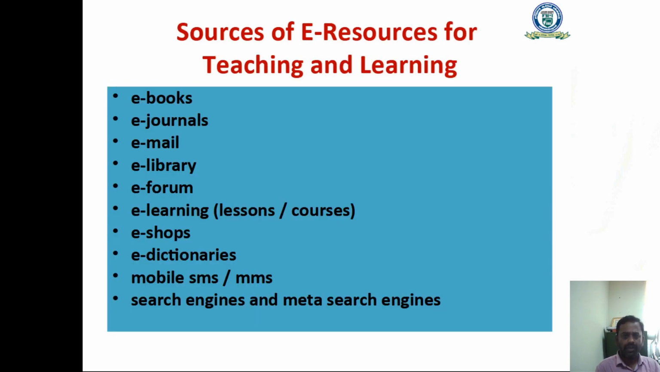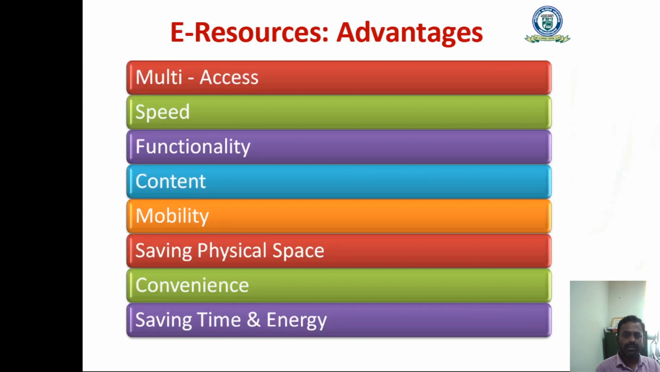What are the sources of e-resources for the better teaching and learning process? The list has been shown here. The first one is e-books, the next one is e-journal, the next is e-mail, e-library, e-forum, e-learning in case of both lessons or courses, e-shops, e-dictionaries, mobile SMS or MMS. The last one is the search engines and meta search engines.